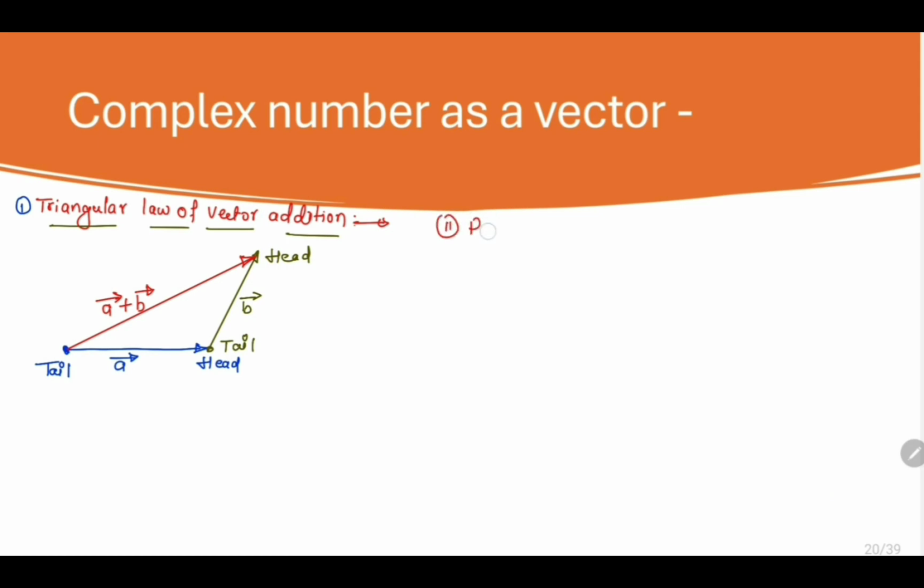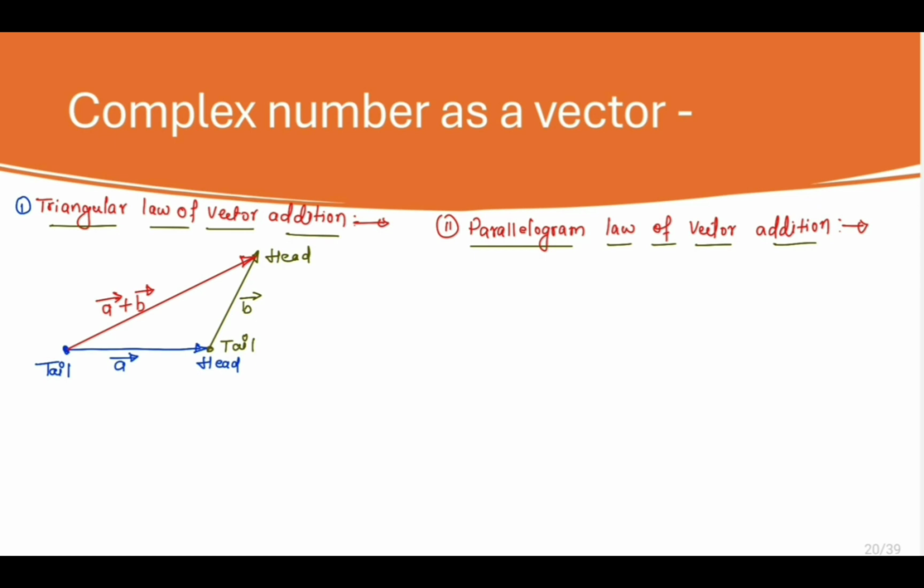Second is the parallelogram law of vector addition. This parallelogram law of vector addition says that if two adjacent sides of a parallelogram are represented by the vectors, then the diagonal of the parallelogram starting from the point of contact of the two vectors represents the resultant of the vectors or the vector sum of the vectors.